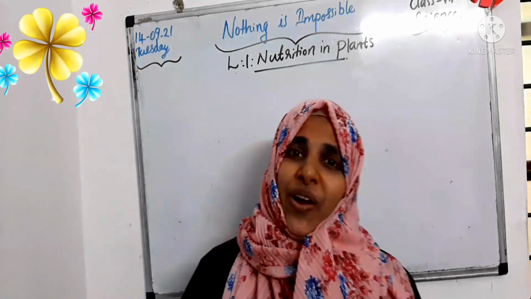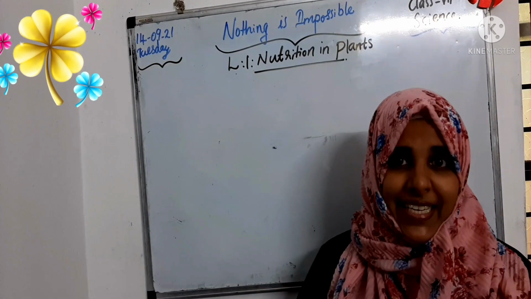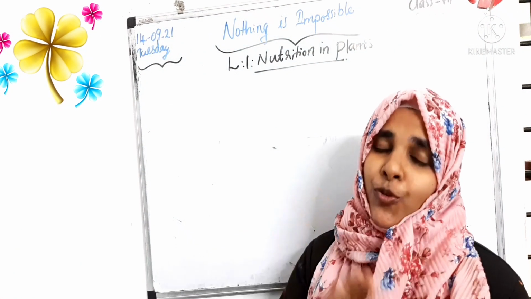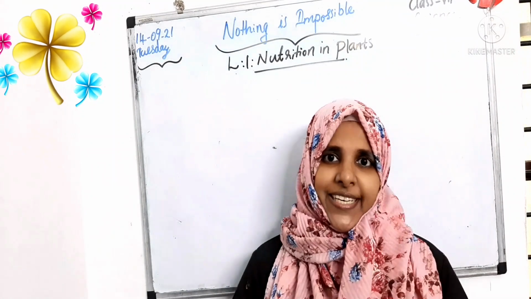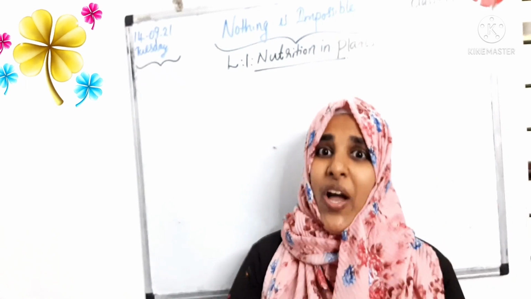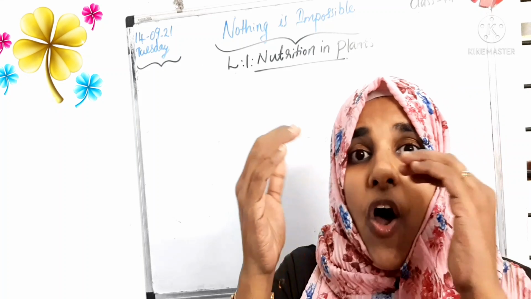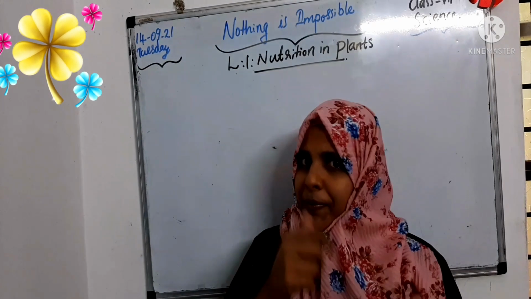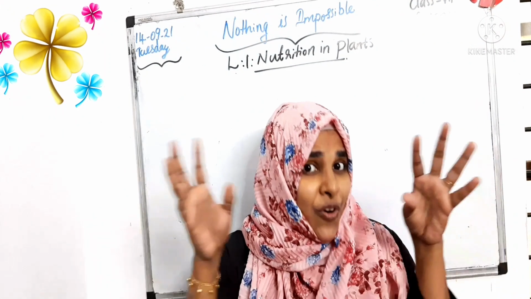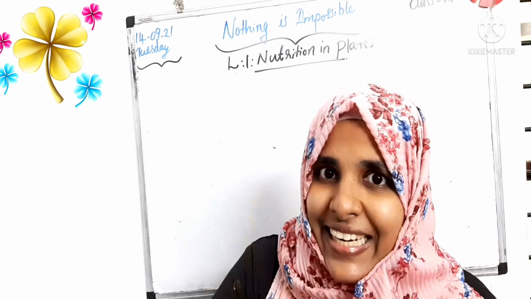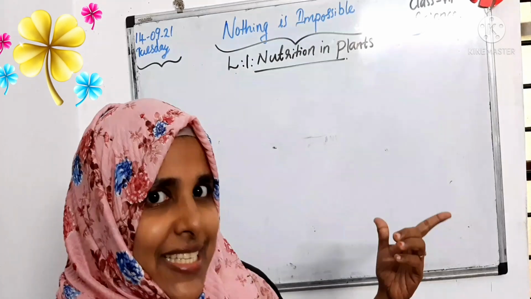Dear students, in our last science class, we discussed nutrition in plants, right children? Different types of nutrition like autotrophic and heterotrophic nutrition we discussed, is it? And also we discussed how plants are producing their own food. Did you remember that one? I hope you all remember the different types of raw material or ingredients that are used for preparing the food in plants, is it children?